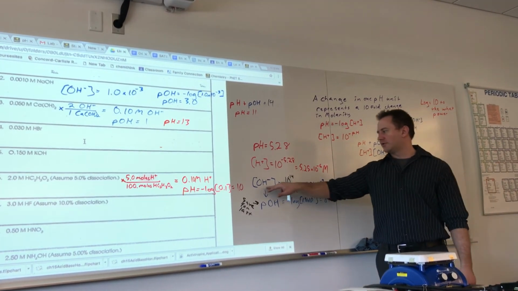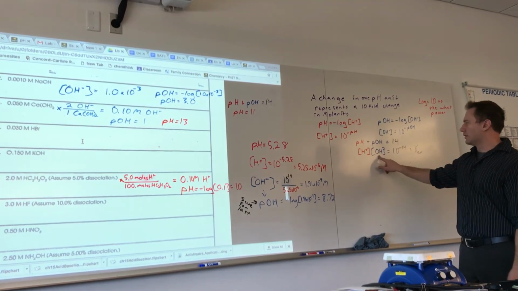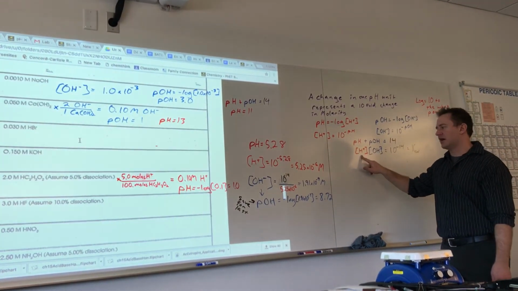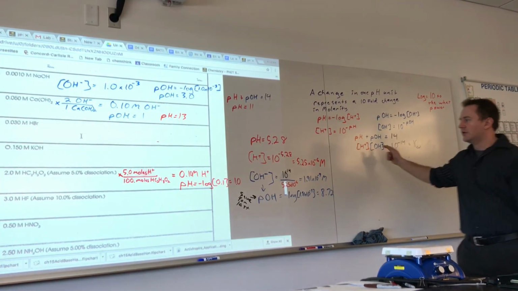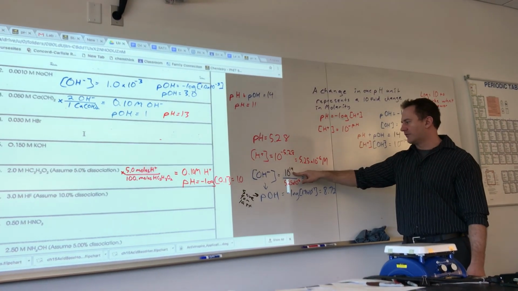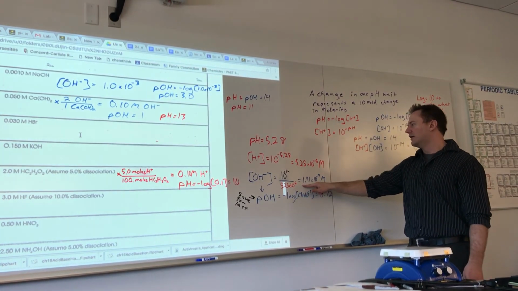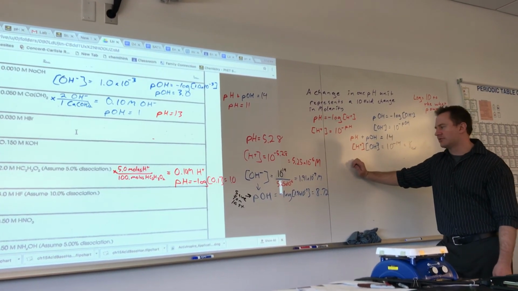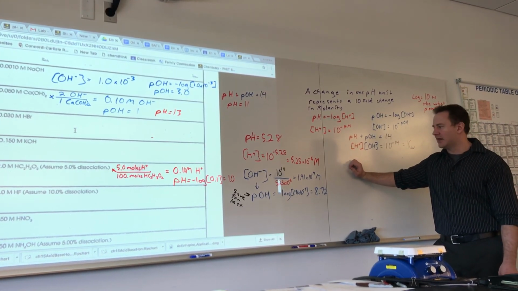In order to determine the hydroxide ion concentration, we use this equation where the Kw, the hydroxide ion concentration times your hydrogen ion concentration, is always going to be equal to 10 to the negative 14th. So rearranging that, you get 10 to the negative 14 over 5.25 times 10 to the negative 6, which gives us a molar concentration of hydroxide ion of 1.91 times 10 to the negative 9th molar.